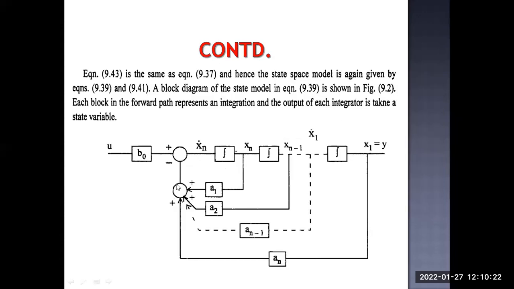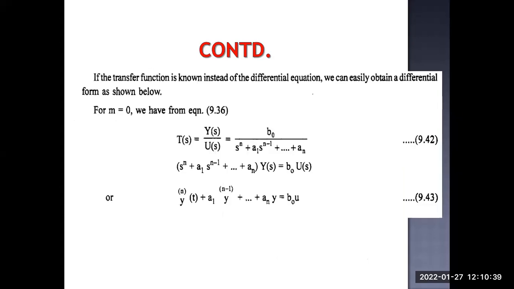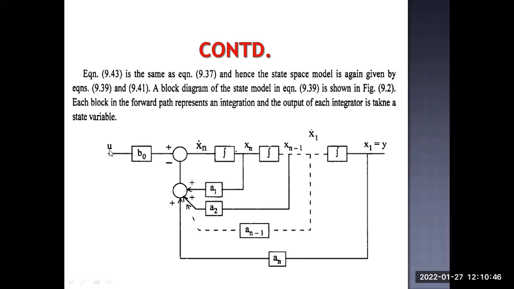So here you see, this is the representation in block diagram form. I will repeat this: the same differential equation, how we can represent it in block diagram form. Just try to understand this. Here the equation is basically b0 into u. u is the input, and we take a constant block, so this output will be b0 into u. That is basically your positive input.